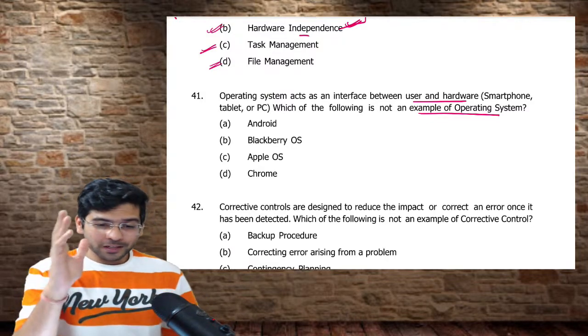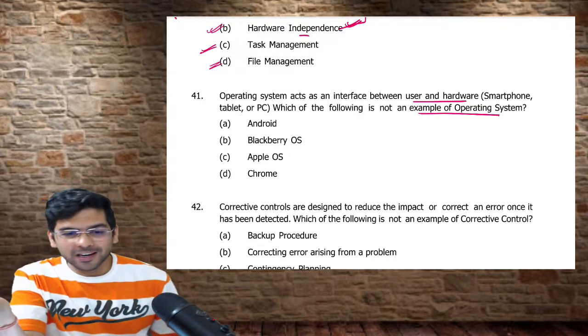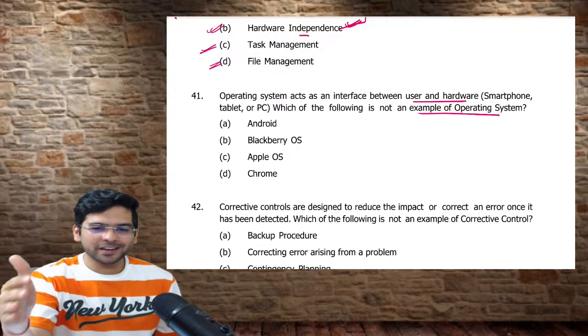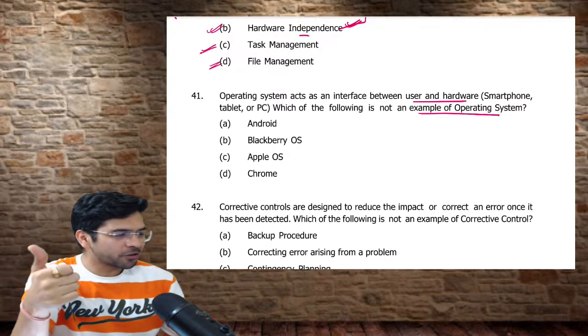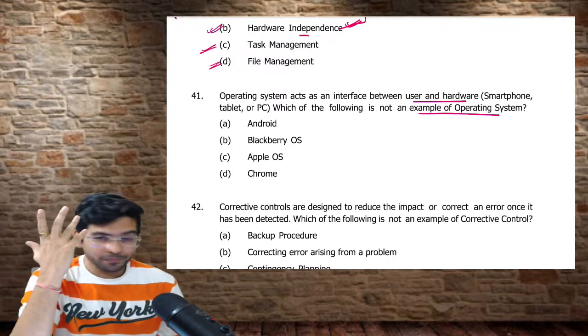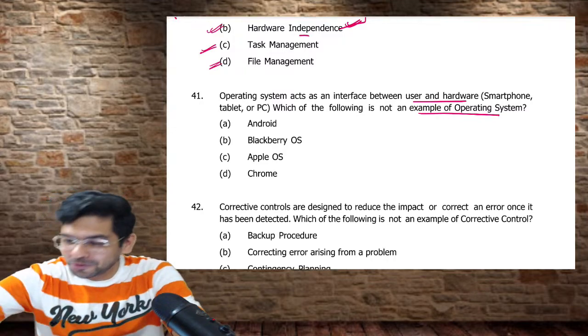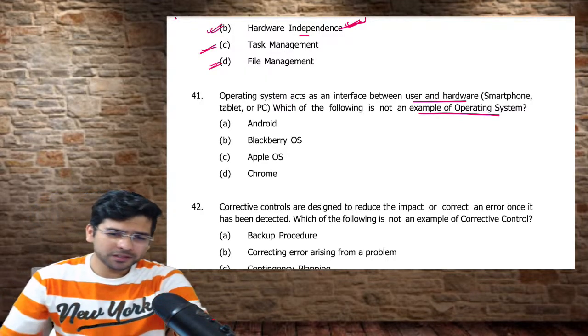I hope you all know that there are primarily two types of software: operating systems software and application software. So we have to tell which of these are not an example of operating system. All of you know Android is an OS. Most of you must be using it. BlackBerry, now probably no one uses it, but once it was very popular. Apple OS, and then Chrome.